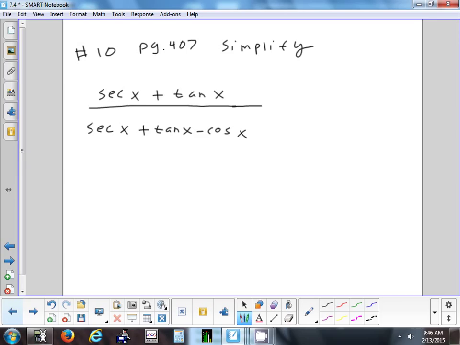Okay. Any other thoughts that we could try? Yeah. Try everything to sines and cosines. Yeah, I guess we could try changing everything to sines and cosines. Look at common denominators. Hopefully, something cancels somewhere. Changing to sines and cosines could lead to a long process, but we won't know until we give it a shot.